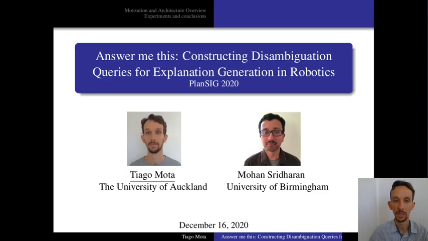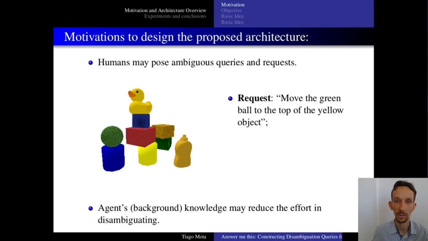I am a PhD student at the University of Auckland, and this work is with my supervisor, Dr. Mohan from the University of Birmingham. It is about how to construct disambiguation queries in the context of human-robot interaction. The motivation for this work is that humans may pose ambiguous queries in their requests.